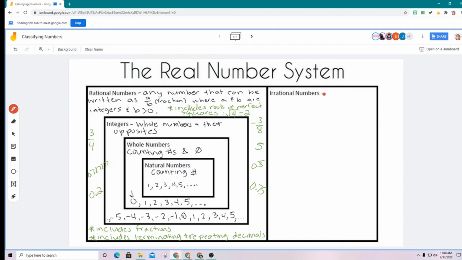Irrational numbers is everything that's not rational. So it's everything that's left over. Any number. Ooh, that's my favorite example, so hold on to that real fast. Any number that cannot be written as a fraction.